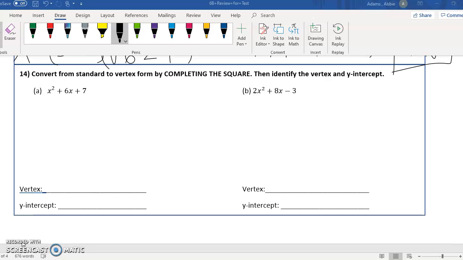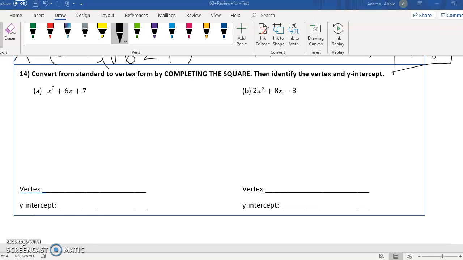So some really important things about standard and vertex form. With standard form, this tells us what our y-intercept is. Our c value in standard form is your y-intercept. Vertex form will give us our vertex. So the negative h and k gives you the vertex from vertex form.